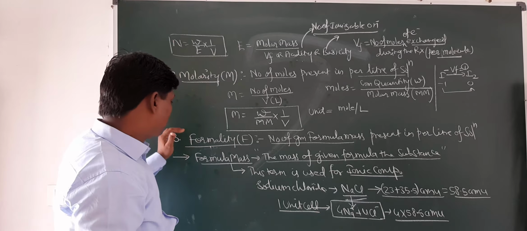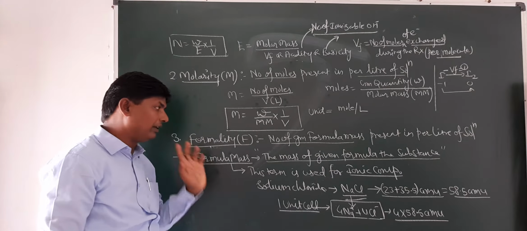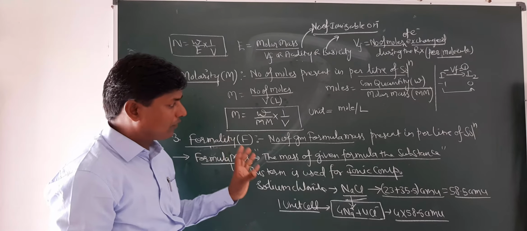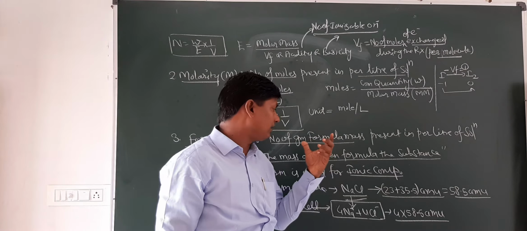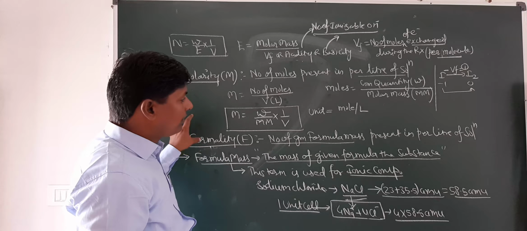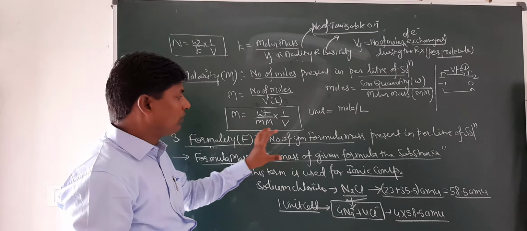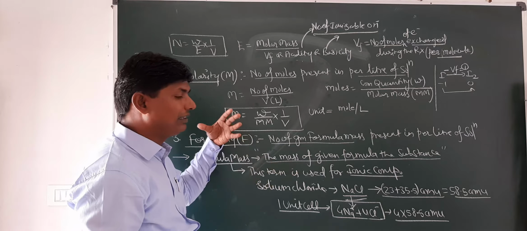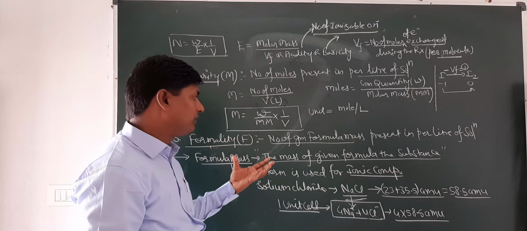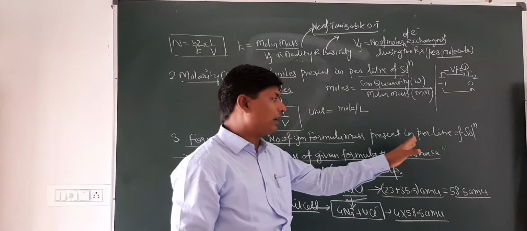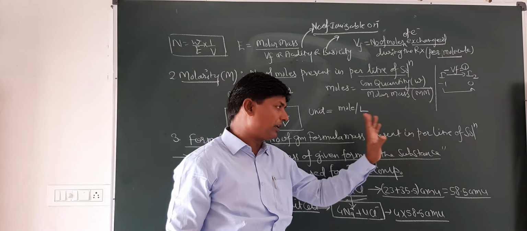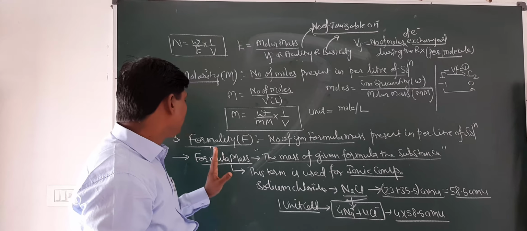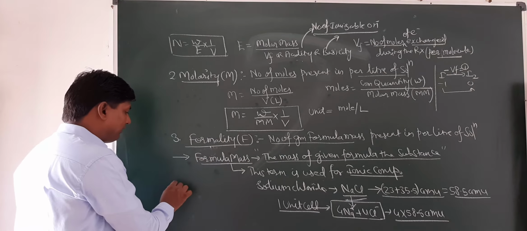Okay. So now the third term is formality. Formality is the number of gram formula mass present in per liter of solution. We always write the definition of the amount of solute present in a different manner, whether that is the equivalent, moles or gram formula mass in per liter. So we are using here the number of gram formula mass present in per liter of solution. So if I make the formula, formality will be what?